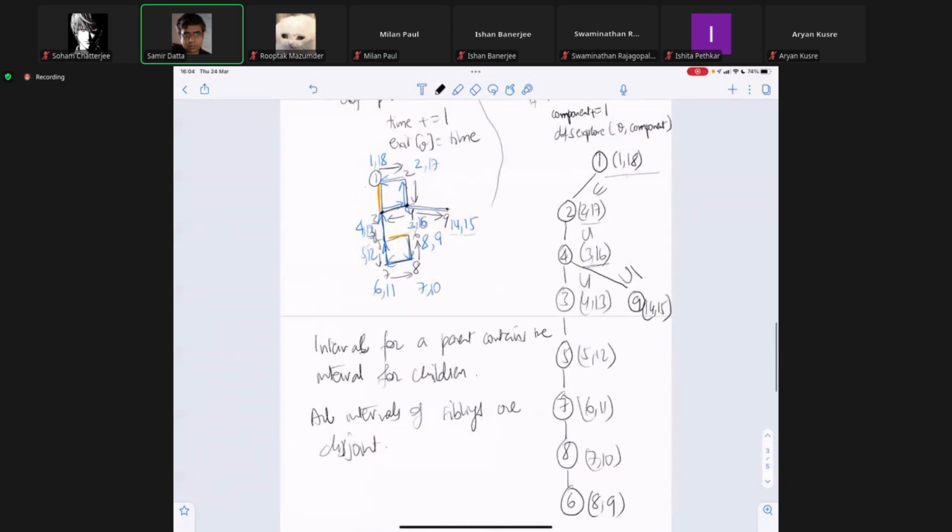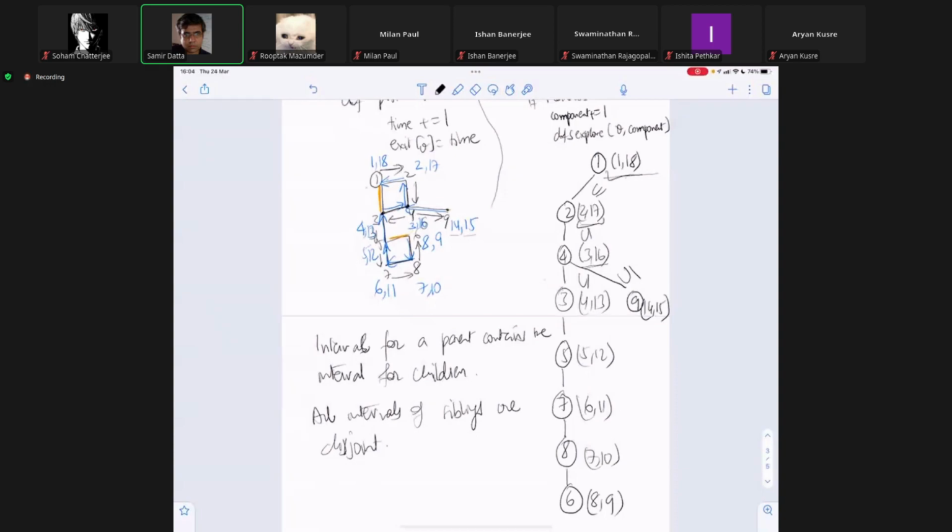So you get a so-called laminar family of intervals. By laminar family, I mean that each interval is either completely disjoint from another interval or contained in another. Here 2, 17 is contained in 1, 18. 3, 16 is contained in 2, 17, and so on. 14, 15 and 4, 13 are contained in 3, 16, but are disjoint. Do you see my point?